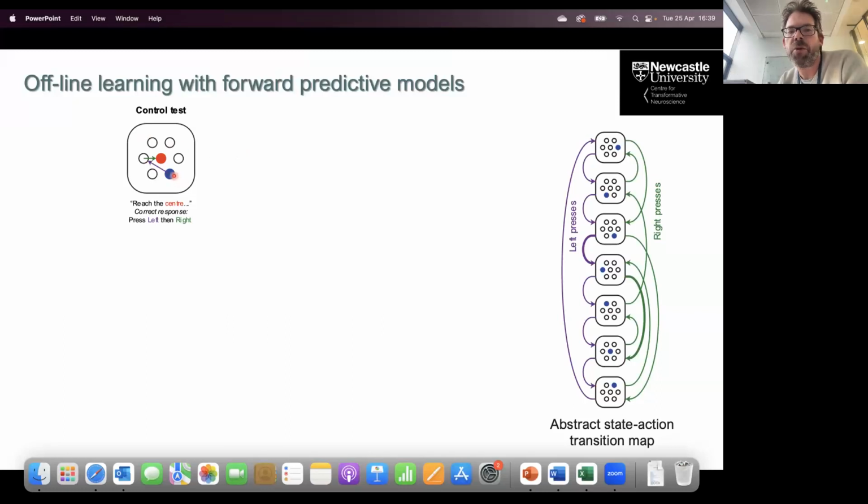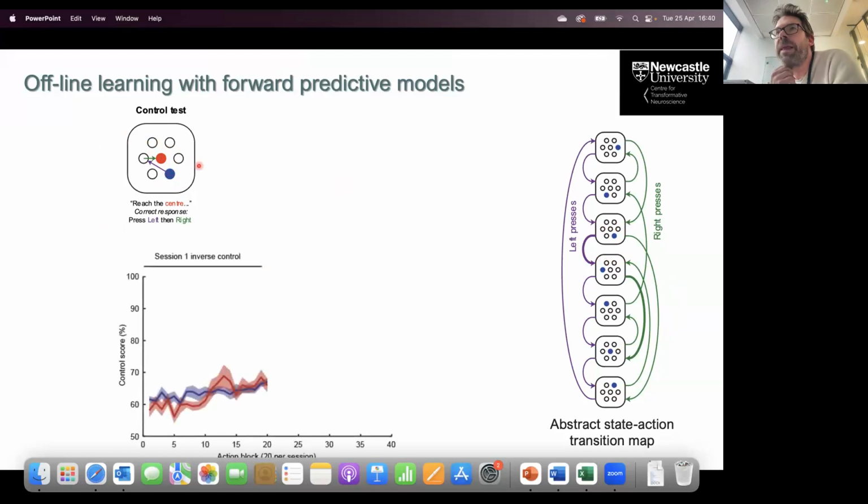So we asked them to press a sequence of buttons. We said, here's where you currently are, and here's your goal, and get there in the minimum number of buttons. And in this case, the best thing to do would be to press the left button, which takes you there, and then press the right button. So here, the best thing to do is press left, then right. And people learnt that for day 1, and this was several hundred trials.